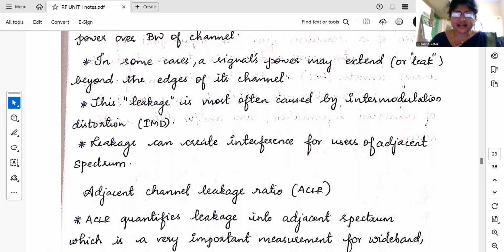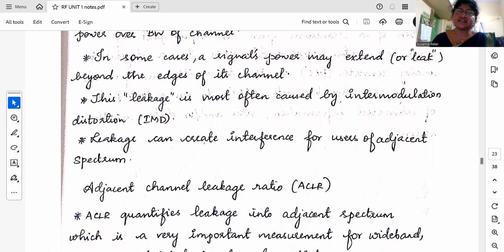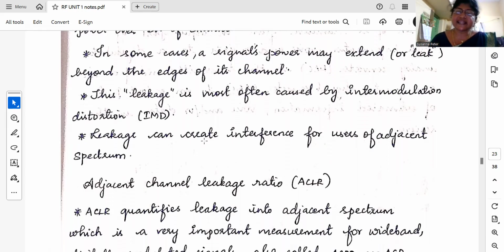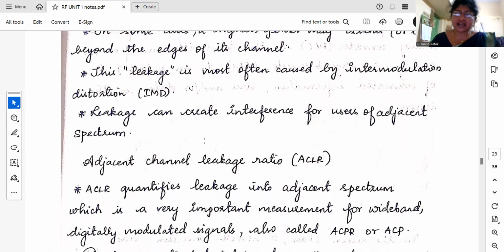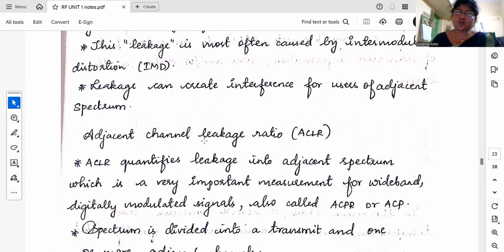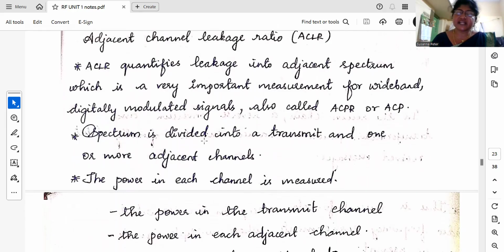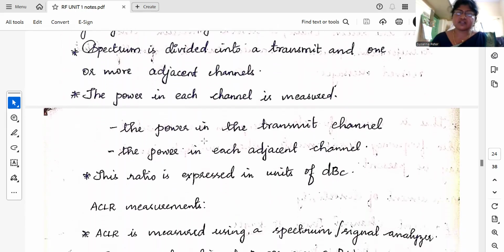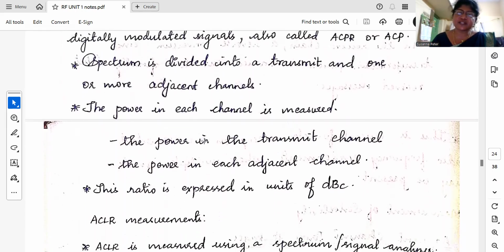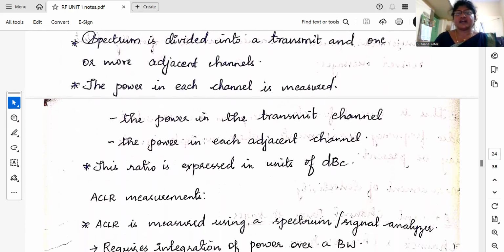So how is this adjacent channel leakage determined? We use the adjacent channel leakage ratio. When designing a system, we take note of the adjacent channel leakage ratio, which quantifies the leakage into adjacent spectrum. It's a very important measurement for wideband digitally modulated signals, also called ACPR or ACP. The spectrum is divided into a transmit channel and one or more adjacent channels. What is measured in ACPR is the power in the transmit channel and the power in each adjacent channel. This ratio is expressed in units of dBc.